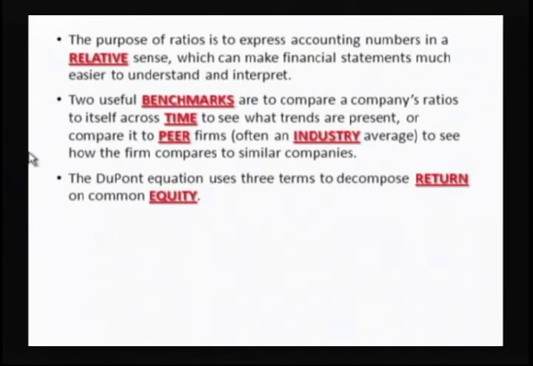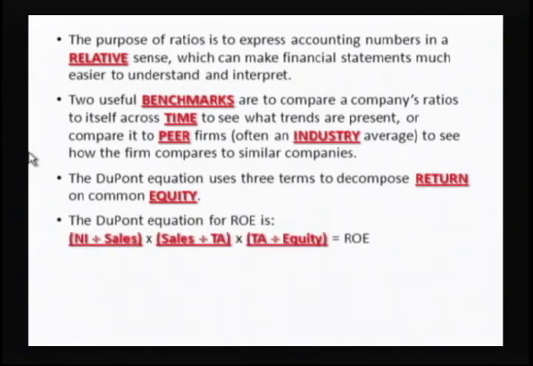The DuPont equation uses 3 terms to decompose return on common equity into a few more manageable components. The DuPont equation is ultimately net income divided by equity, which is the definition of ROE, but if we divide by sales and multiply by sales, and divide by total assets and multiply by total assets, we haven't changed anything, because those would always cancel right back out, and we would be left with 3 terms, the product of those 3 terms being return on equity.